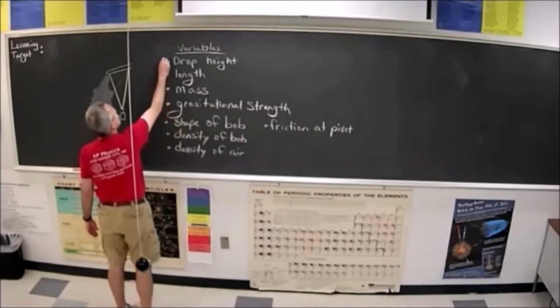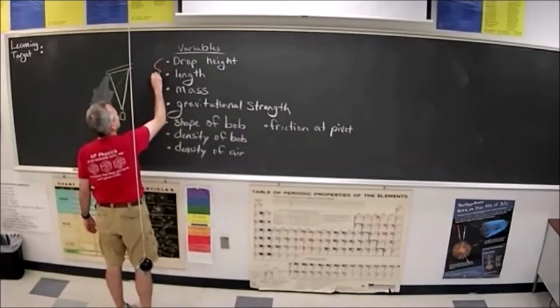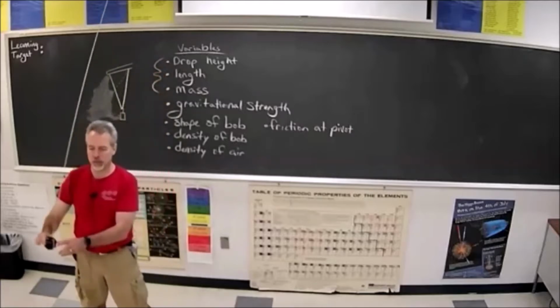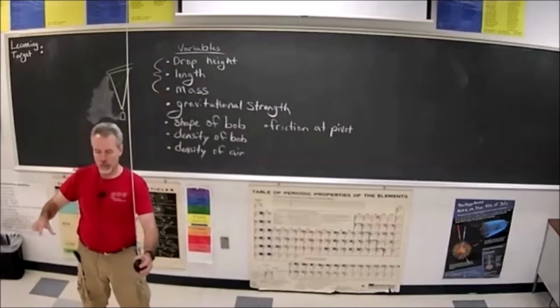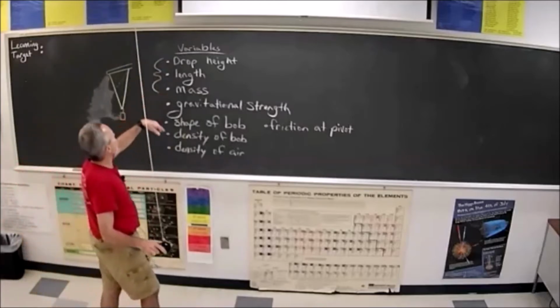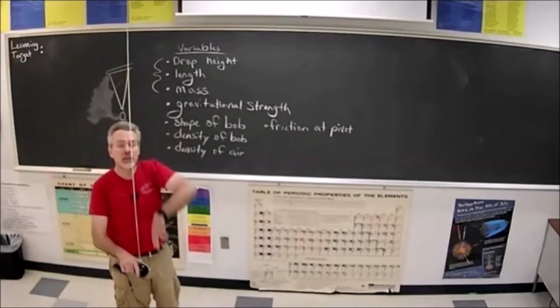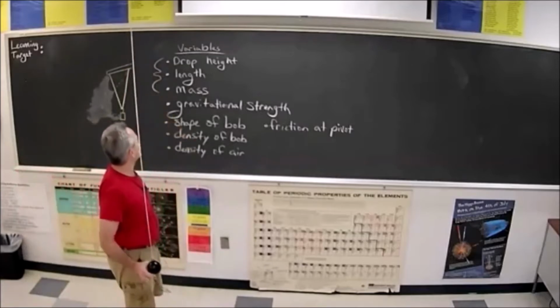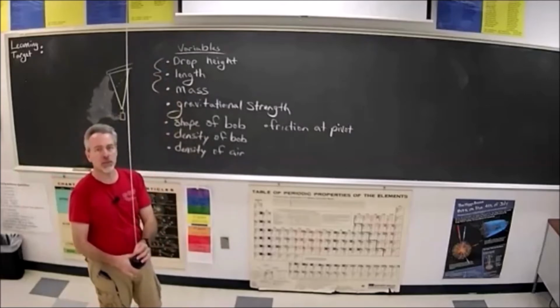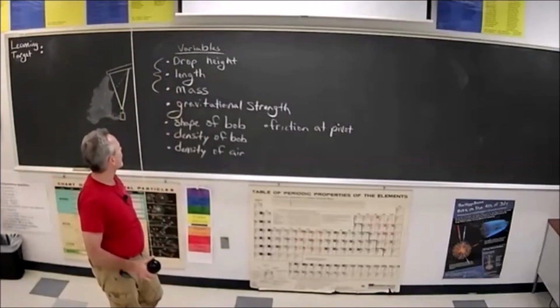And we can measure these three here. We can easily change the drop height, so we could pull it back this far, the drop height, or pull it back further, the drop height, and so on. We can totally change that. We can change the length of the simple pendulum pretty easily. And we can change the mass of the bob by using the masses in the drawer, the second drawer.